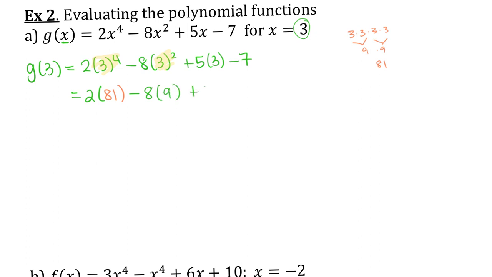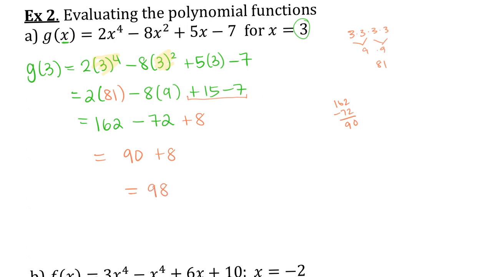Now, since there's no exponents on these last ones, I can go ahead and evaluate them. 2 times 81, 162 minus 72. Okay, the 15 minus 7, if you would like to do this now, you can. Just be really respectful of your signs. Positive 15 minus 7 is positive 8. What's 162 minus 72? Let's subtract it. 90. So 90 plus 8, 98, okay? And your work could be slightly different as long as you're doing the exponents first. And we got the same result.